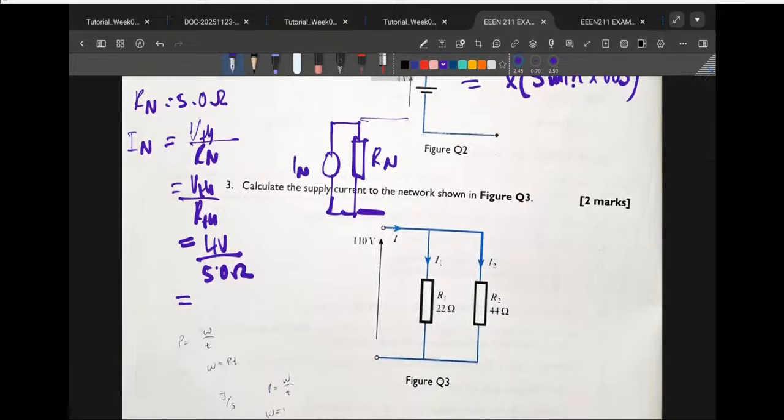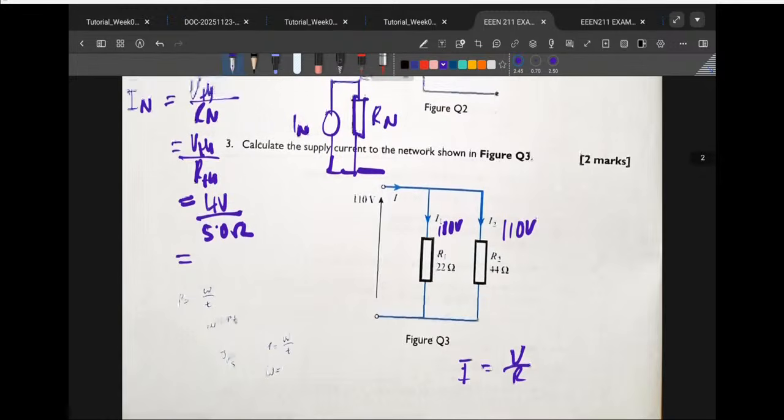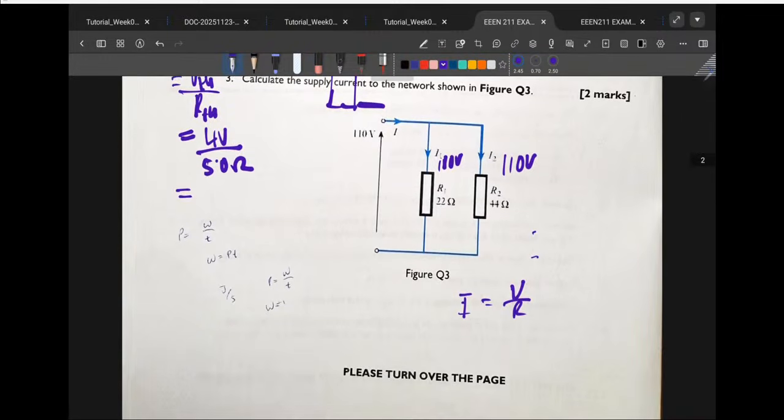And here, calculate the supply current, and they give it like this. Well, what you can see is that these things are in parallel, so there's going to be 110 volts here and 110 volts here. And we know that I is equal to V over R. They say the supply current, so you'd know how to do it. Okay, V over R, 110 over this, 110 over this, and then we can.